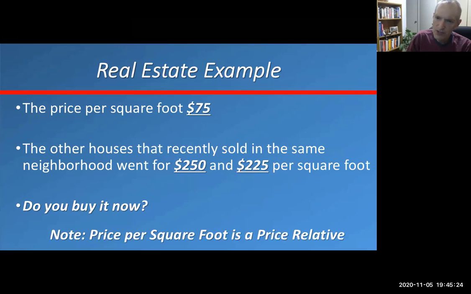So now we'll do a true price relative, and we'll do price per square foot. Price per square foot is a price relative. You're taking the value of the house and dividing by some fundamental value, and here it's square feet. So this house is trading for 75 bucks per square foot. Other houses that have been sold recently traded for 250 and 225. So you now know, wow, this house is trading pretty cheap. On a square foot basis, this house is cheap.